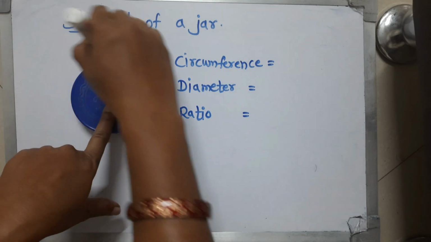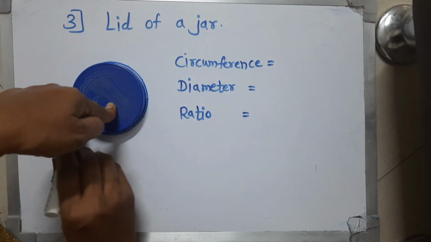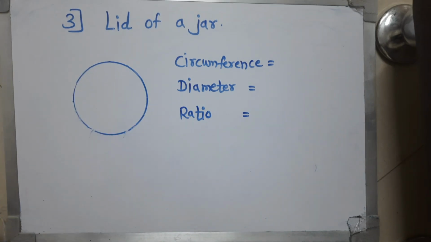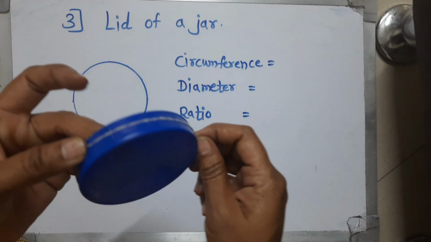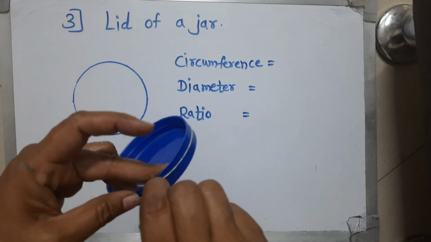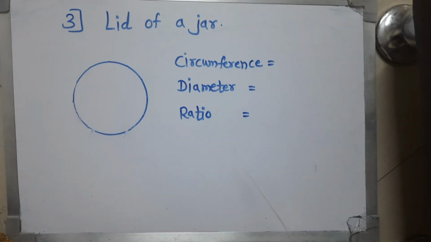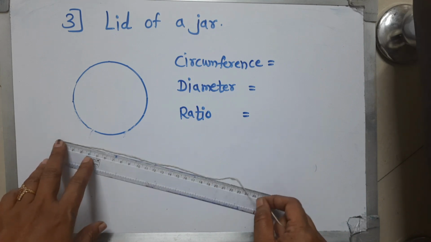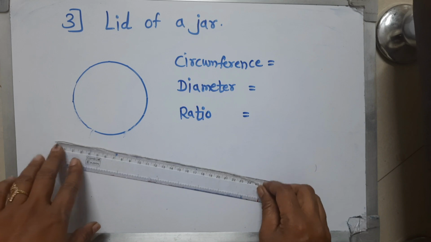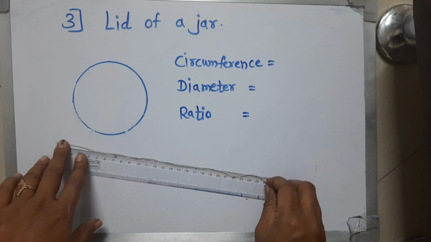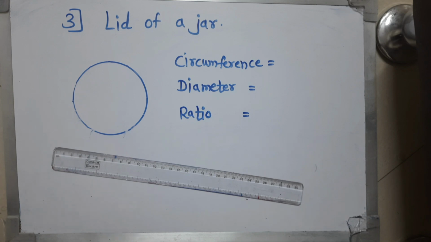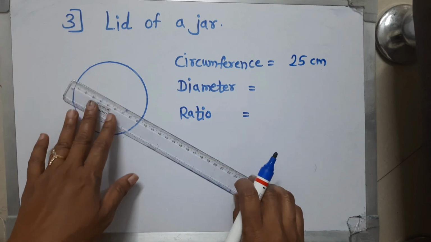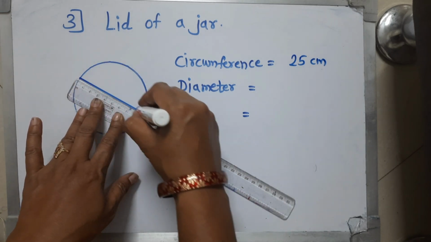Next activity: lid of a jar. Find circumference, diameter and ratio. I draw the outline of the lid of the jar and take thread for measurement of the circumference. I measure the thread using a scale. Measurement is 25 cm. 25 cm is the circumference of the lid of a jar. Next, I draw a diameter.